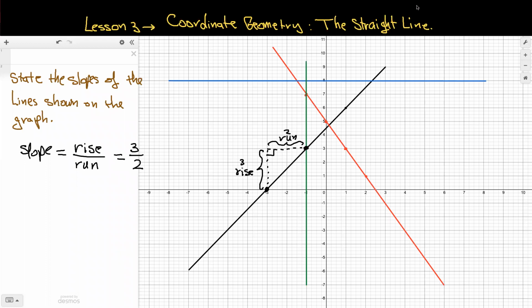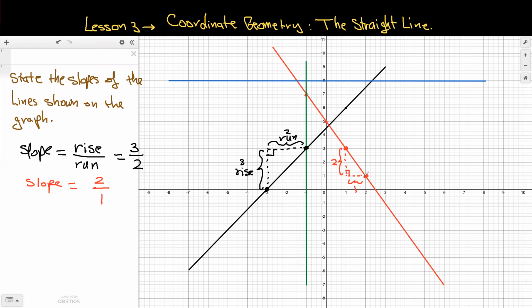Okay, now let's go to the red line. I could take these 2 points or these 2 points, it doesn't matter, as long as I take 2 clear points on the graph. Then again, I draw a triangle at 90 degrees. So this here is the rise, and this is the run. The rise is 2 and the run is 1, except this is going down 2, up 1. So the slope here would be 2 over 1, which is 2.